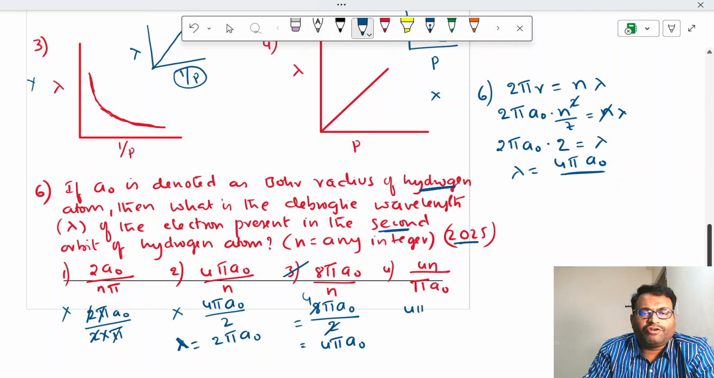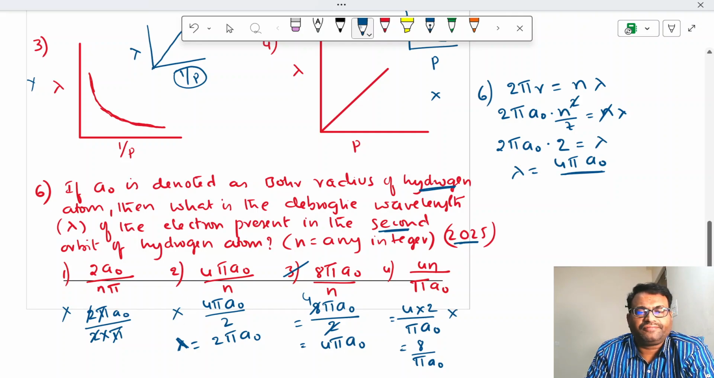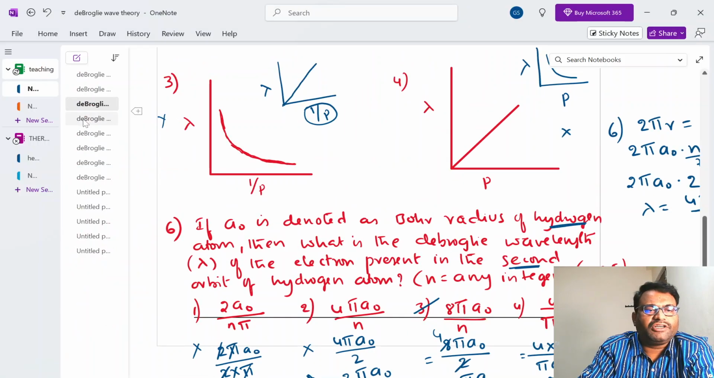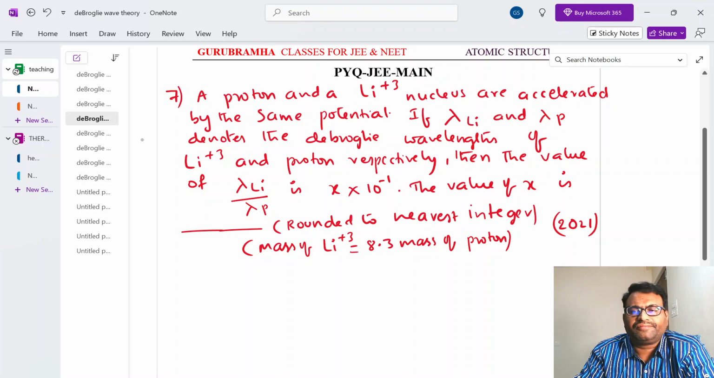Fourth, let us take 4 into 2 by pi A0. Second orbit. So 8 by pi A0. So this is also not the correct answer. Understood? So let us go with the next question.